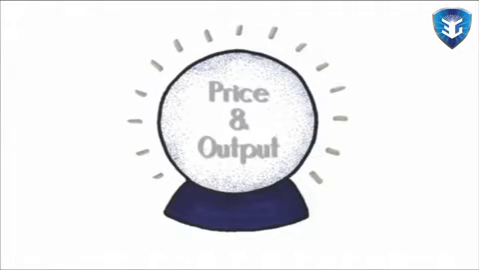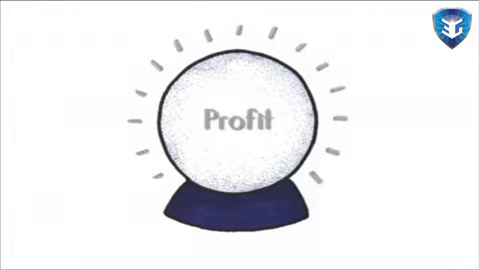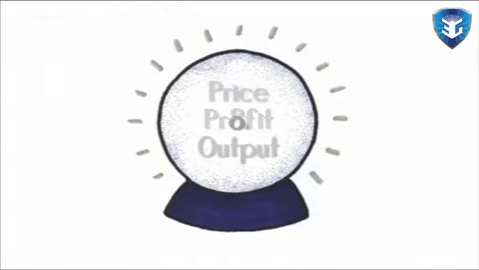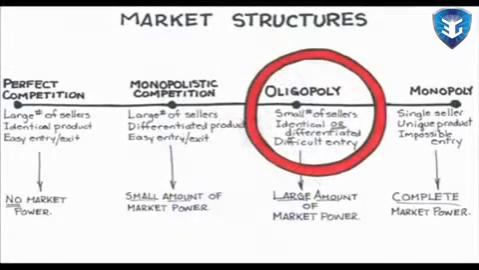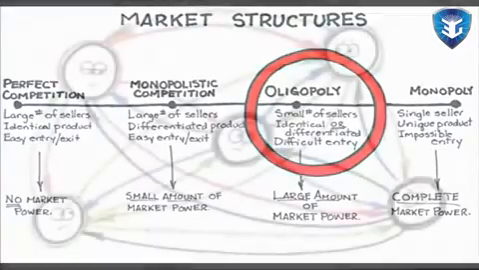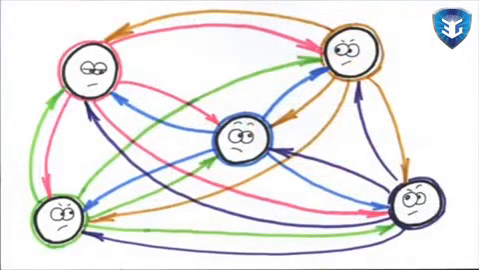What will prices and output look like? What is the potential for profit? As you'd expect, the oligopoly market structure will result in a higher price than either competitive market, although not so high as a monopoly, and will be able to maintain some profit if it exists into the long run because of the barriers to entry. At the beginning of this video, I said that the oligopoly is the most complex market structure. Well, that's because the actions of any one firm will have an impact on all of the other players in the market.